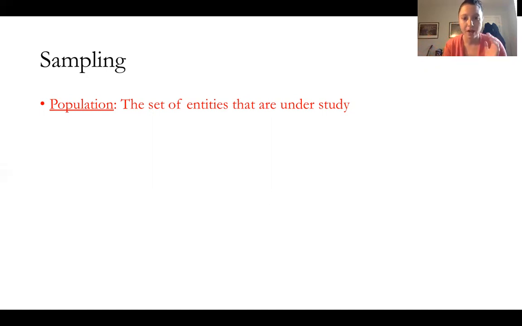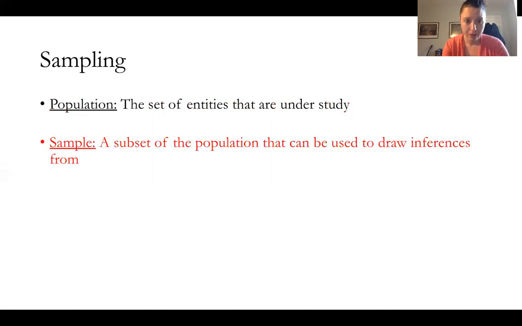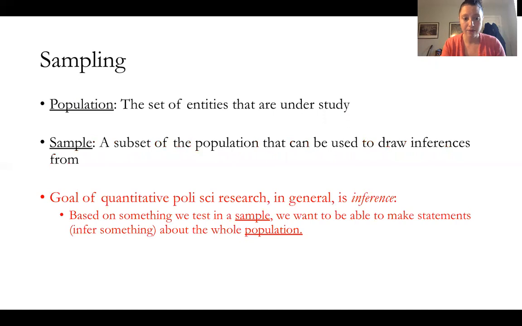So the population is the entire group that you're making inferences about. Then what is the sample? The sample is a subset of that population. So we're going to use the subset of that larger population to try to draw inferences about the whole population. In fact, that is the goal of quantitative political science research, to draw inferences. Based on something that we test in a sample, we're going to try to make statements about a much larger population on the whole.